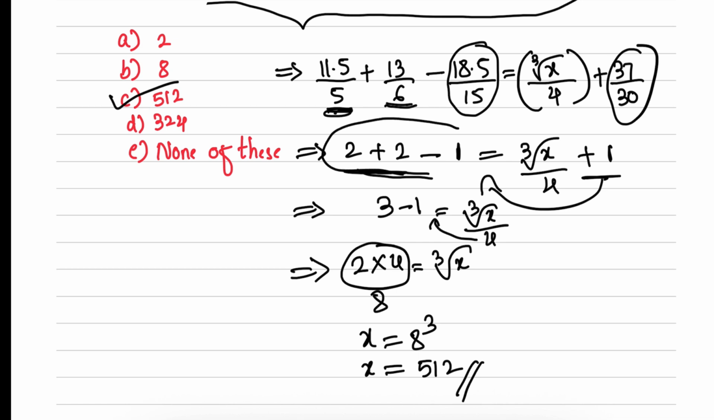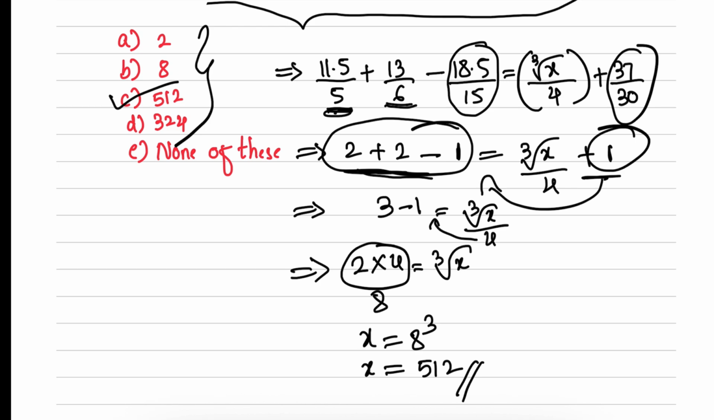See, why have I rounded off all these values? Because you can see the difference in the options. The difference is too much here in the options. So if the difference is too much in the options, you can round off the values and you will get the answer, which will not confuse you.